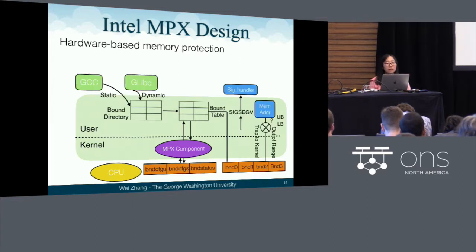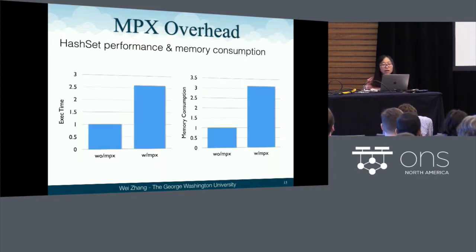When a pointer wants to access memory, it will load the bound from the table to one of the bound registers, and compare whether the accessed memory address is within the lower bound and upper bound. If not, it will raise a signal and trigger the exception. We use a micro-benchmark, HiSet, to evaluate MPX performance. Compared against without MPX protection, the execution time of MPX is about 2.6 times and it uses about 3 times the memory.